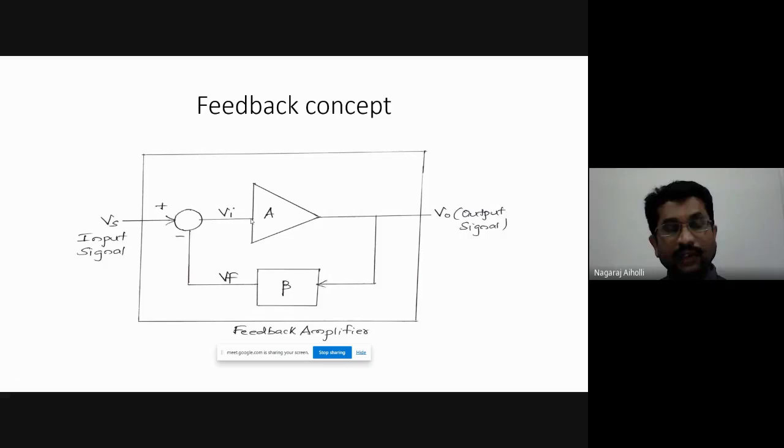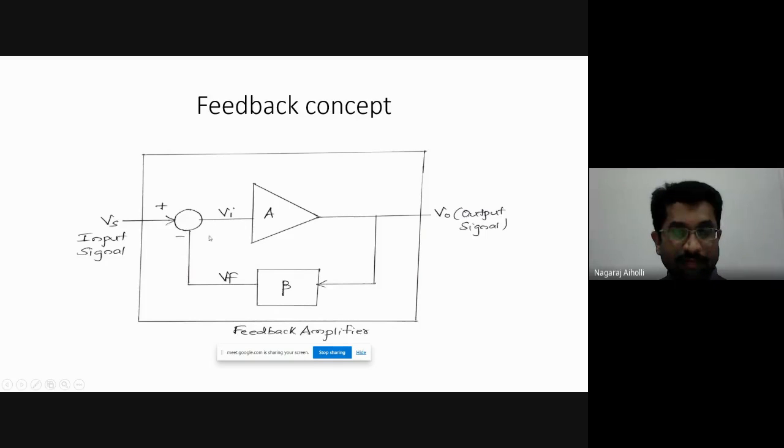Now here there are two types. The output of this feedback circuit can be positive, or the output of this feedback circuit can be negative. If the output of this feedback circuit is negative, the polarity here will be minus. If it is positive, then the polarity here will be plus. Now let us consider the amplifier: remember, for amplifier circuits, the output of the feedback portion is always negative.